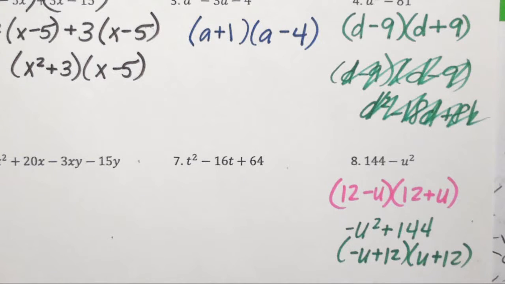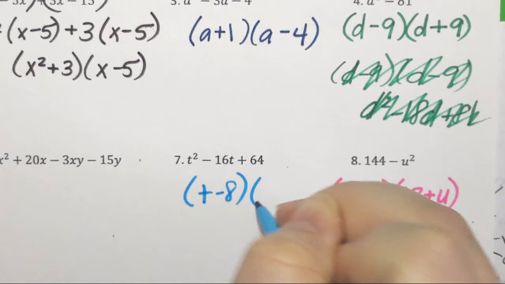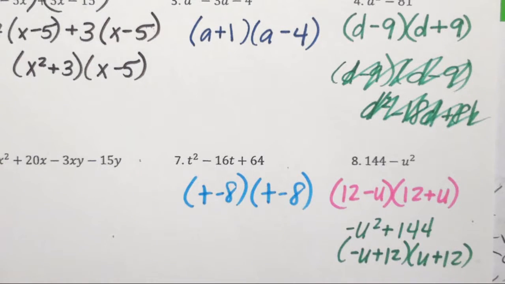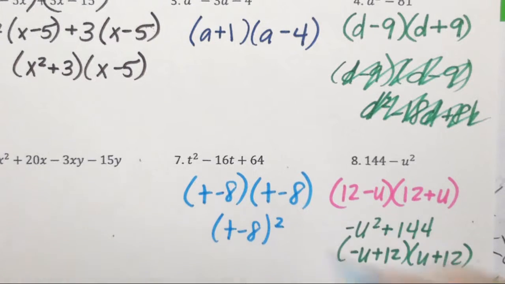Okay, let's go to number 7. Okay, what is the answer, Grant? C minus 8 and C minus 8. Perfect, and you can have a point. But wouldn't it be better to just write c minus 8 squared?